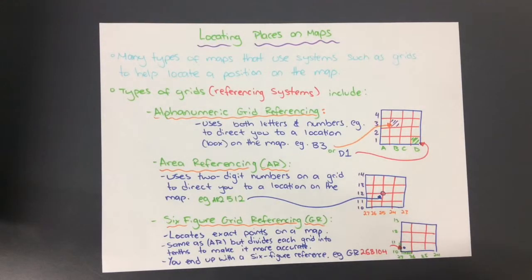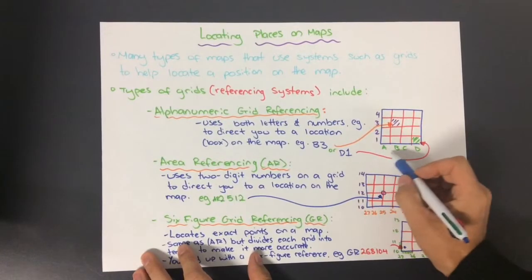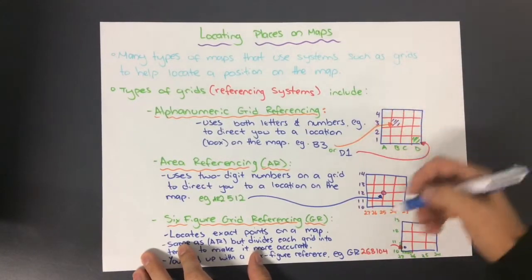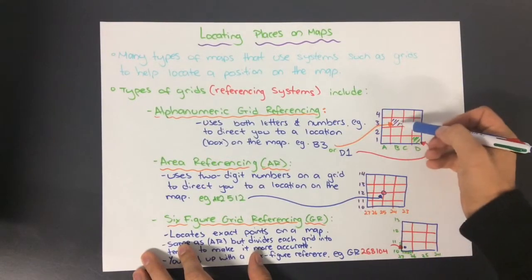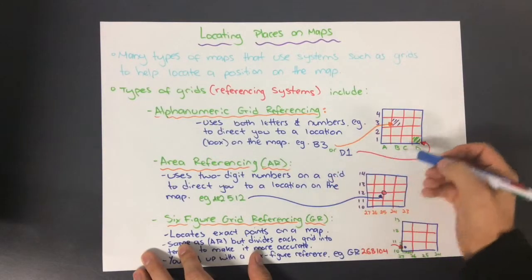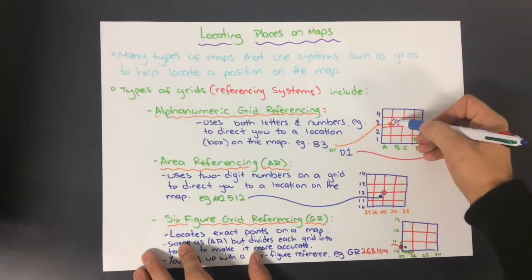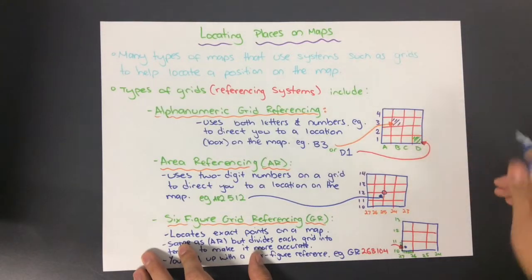Okay, so alphanumeric, as the name suggests, uses both letters and numbers to direct you to a location on the map, or more specifically, a box on the map, or a grid. So you often see these in, say, things like a street directory, for example. You would use the letters down the bottom and the numbers down the side to help direct you to a location on this map itself. So say if I wanted to find where B3 was, I would go to B down the bottom and navigate all the way up to 3, and my location sits in this grid space.